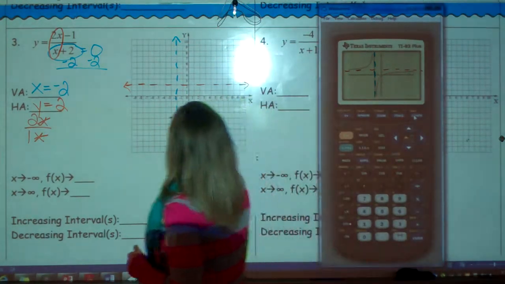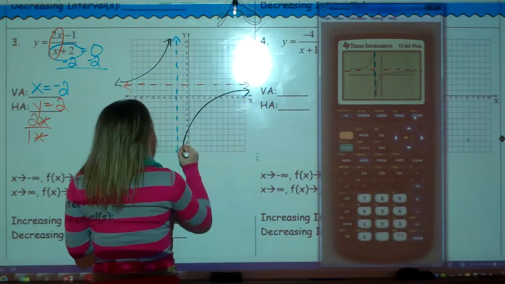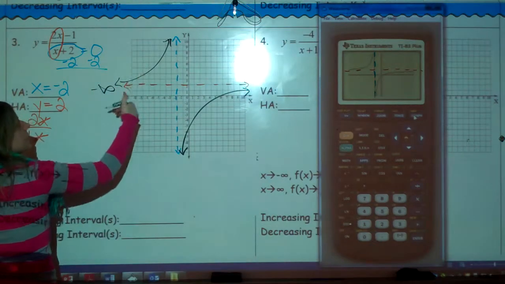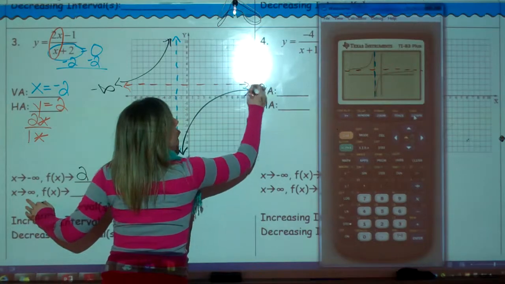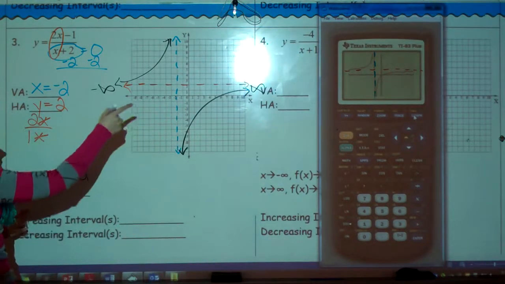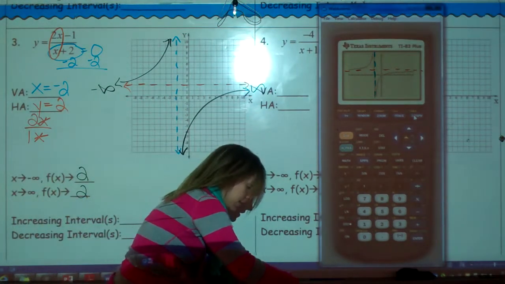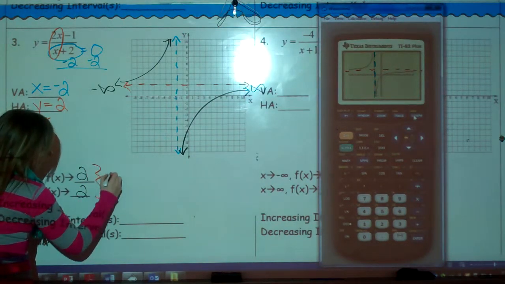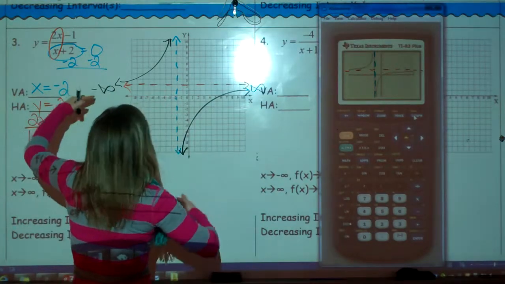So the curves are top left and bottom right. Okay, because that's what the graph is showing us. So now, as it goes off to the left, it's approaching this 2. As it goes off to the right, it's also approaching that dotted line, which is 2. Remember, that's the horizontal asymptote.